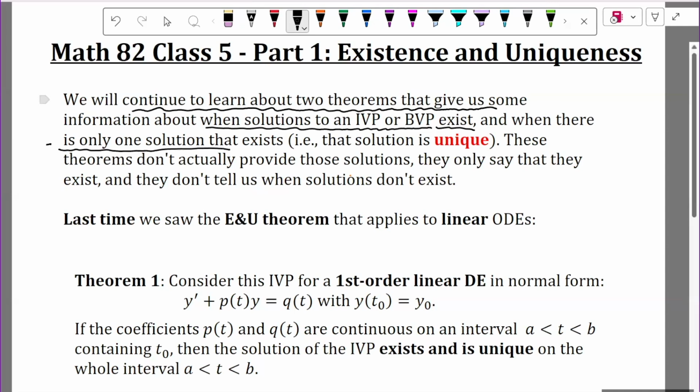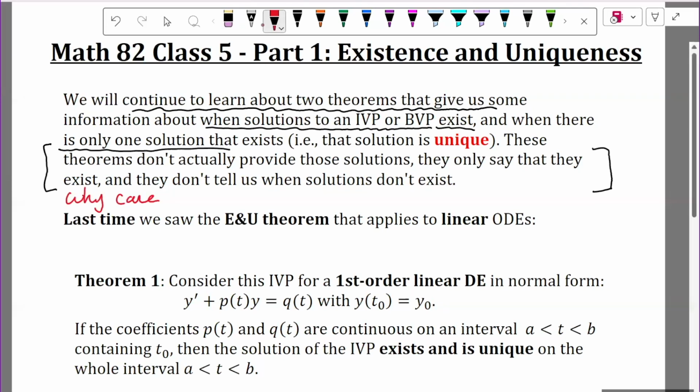So these theorems don't actually provide for us the solutions, but the good news is they can tell us whether or not it's even worth looking for a solution in the first place, because if the solution doesn't exist, of course, we don't need to look for it. Why do we care about existence and uniqueness?